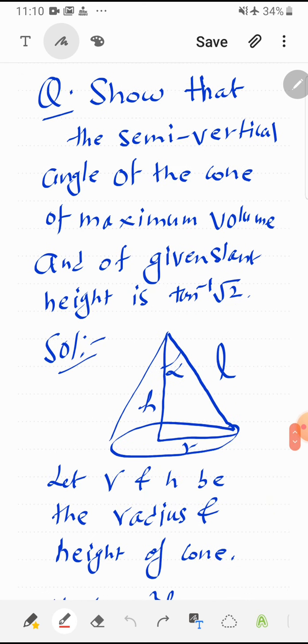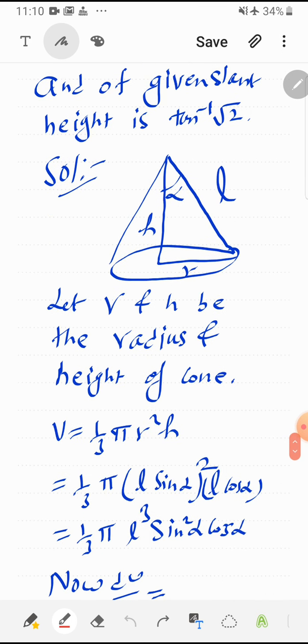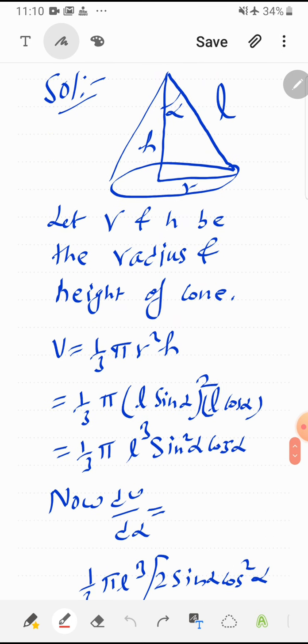Next question is, show that the semi-vertical angle of the cone of maximum volume and of given slant height is tan inverse root 2. Now this is a very good question. Here this is the variable alpha, this is the fixed thing, and that is the slant height. So let r and h be the radius and height of the cone. So volume is 1 by 3 pi r square h.